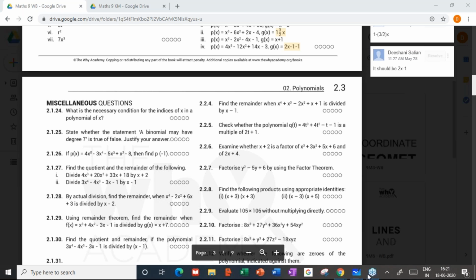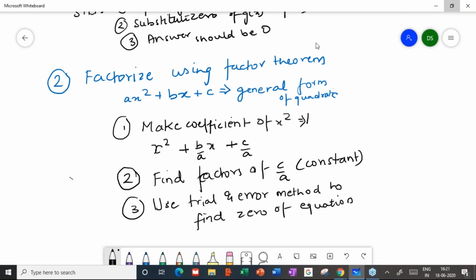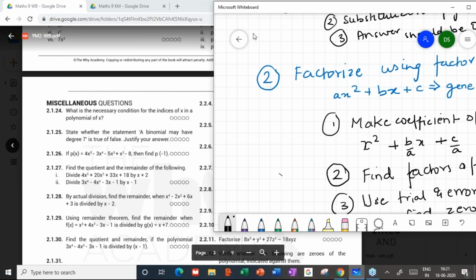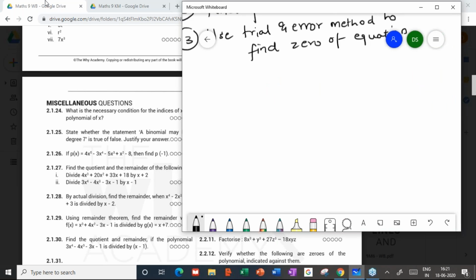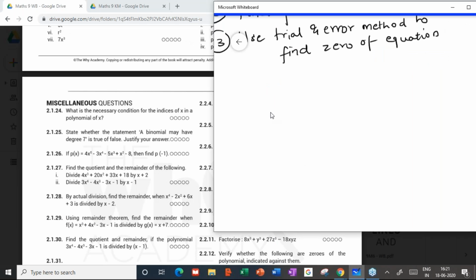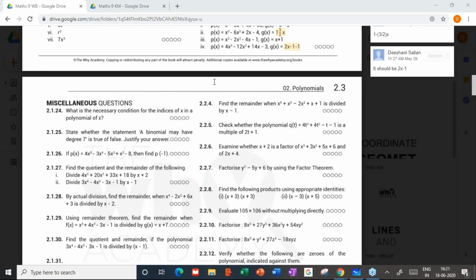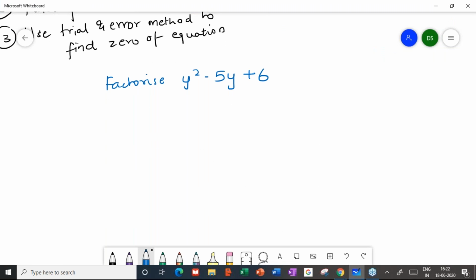Factorize y square minus 5y plus 6. So it says factorize y square minus 5y plus 6, right? Using factor theorem. It says very specifically. Using, I'm just writing FT here in short. Okay, this is the question, right?